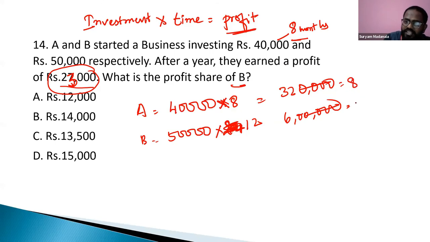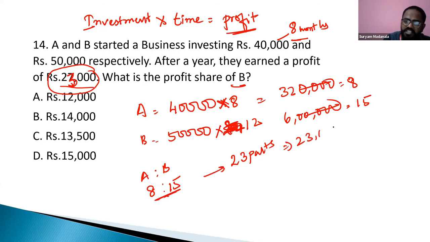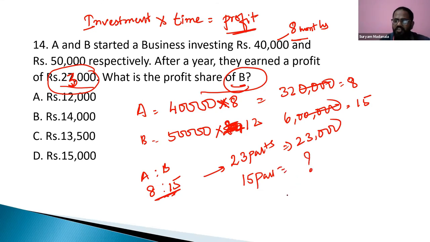So we have 4 8s and 4 15s. So the ratio of A is to B to the profit is 8 is to 15. What is the profit? 23 parts is nothing but 23,000. If they ask B's share, it is nothing but 15 parts. Yes. A will get 8,000, B will get 15,000.